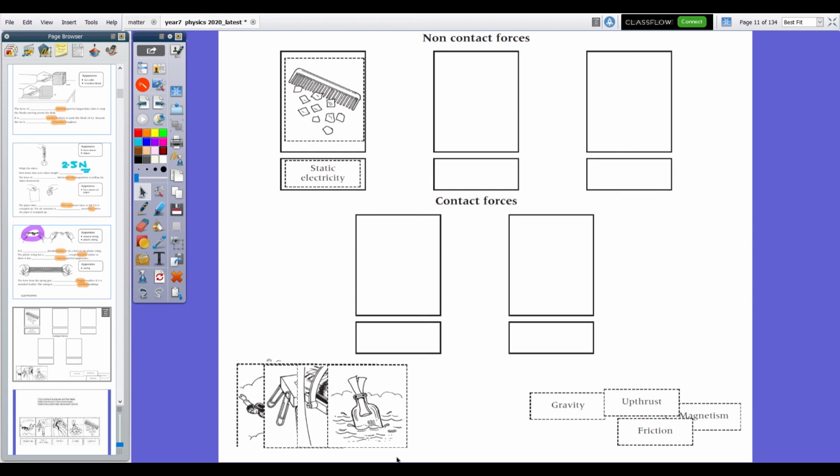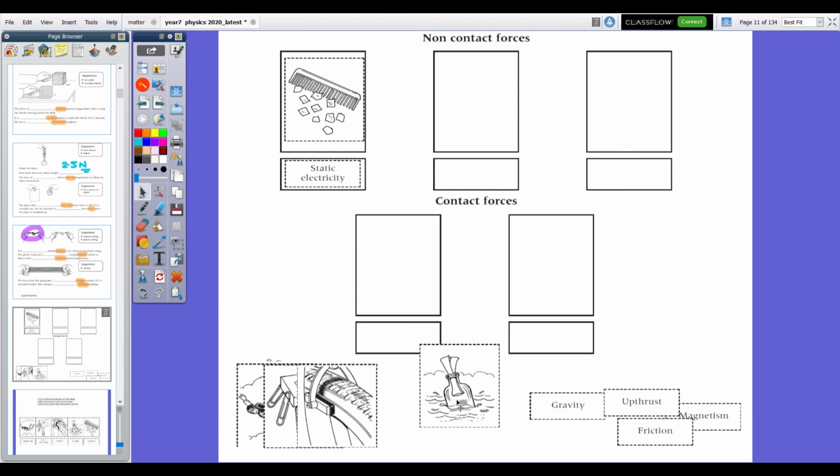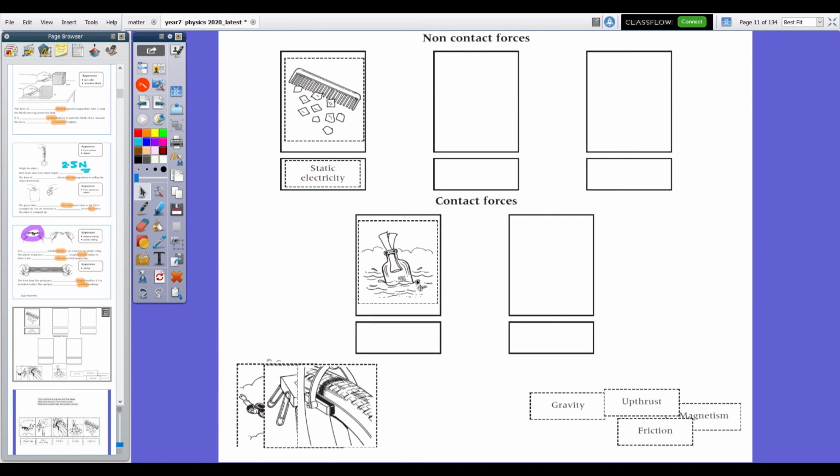That's fine. Now this one is a water bottle bobbing along in the sea. The weight is pulling it down, but it's not sinking. That's because it has what we call upthrust, another force here. But clearly the bottle needs to be in the water to receive that upthrust.